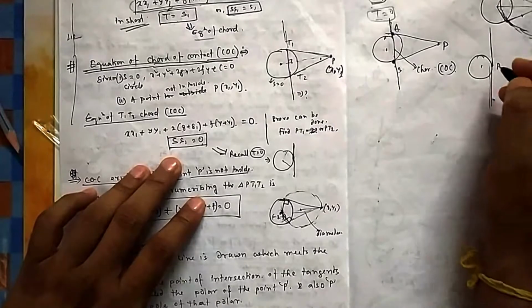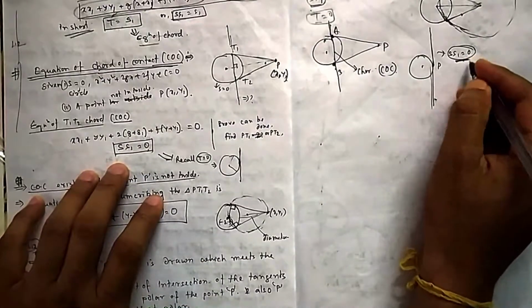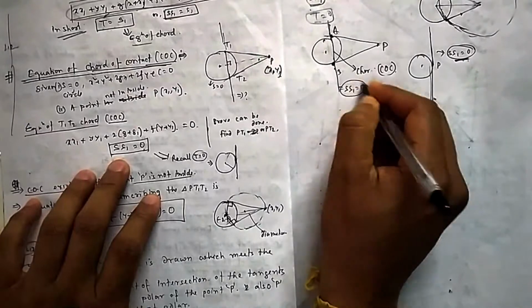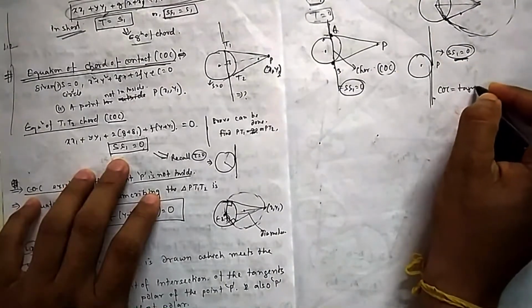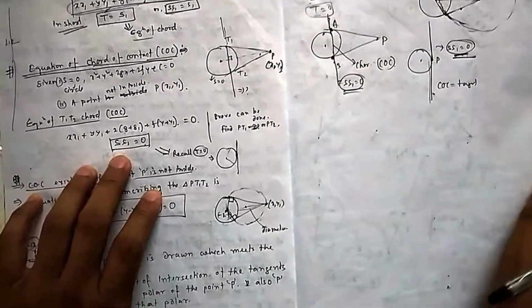It is cutting the circle at 0, which becomes your tangent. What was the equation of tangent? SS1 is equal to 0. So you can see this and this both are the same at this point, because if it is at the boundary, then your COC becomes its tangent. COC is becoming tangent, so the equation of tangent and equation of COC is the same. We will see in the next article also.